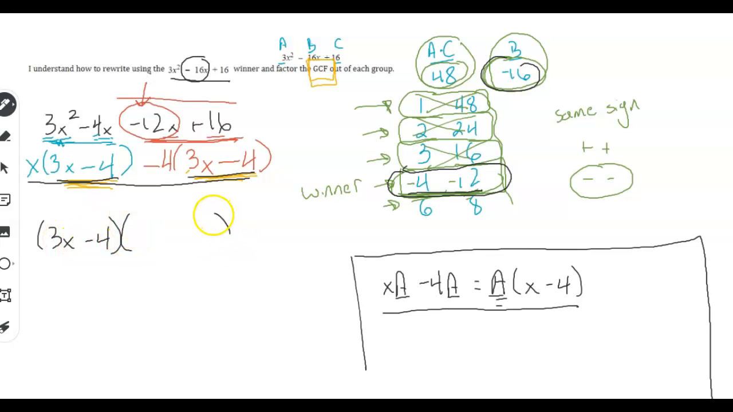And then what's left? This times something has to equal this whole thing, so it's just the x's left. And then this times something has to equal this whole thing, so it's just the negative 4 that is left.